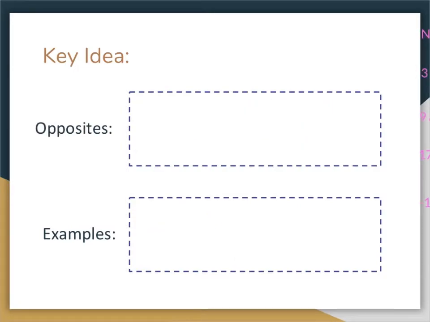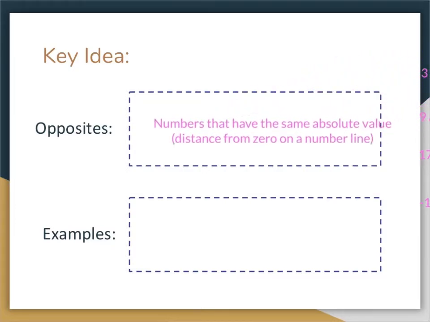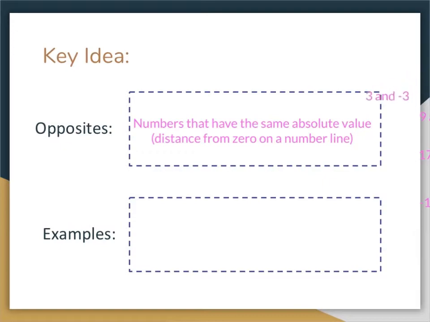In our next key idea, we're going to be talking about what opposites are. Opposites are numbers that have the same absolute value. And a little preview about what absolute value means: it's the distance from 0 on the number line. Some examples of this would be 3 and -3. They're opposites of each other, +3 and -3, but they're the same distance from 0. One is going 3 spaces to the right, and one is going 3 spaces to the left. They're the same distance from 0 on the number line, so they are opposites.